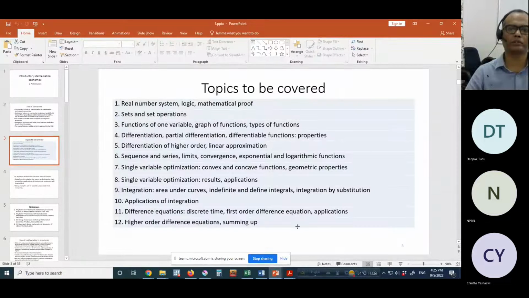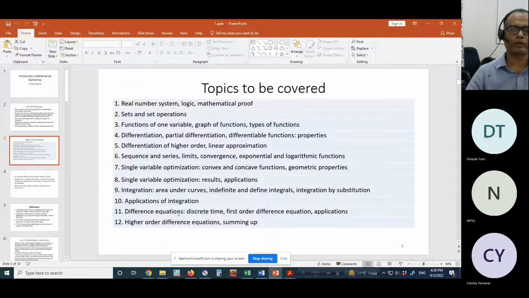Okay, I hope I am visible now. My screen is visible. So these are the topics that are being covered in this course. And you see differentiation, differential calculus, integration, integral calculus, and their applications in economics, functions, all are there. And in fact, there is something more also. You have sequences and series, single variable optimization. Those things are also there. These are essentially applications of differential calculus.